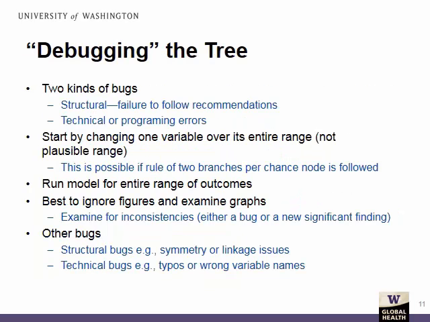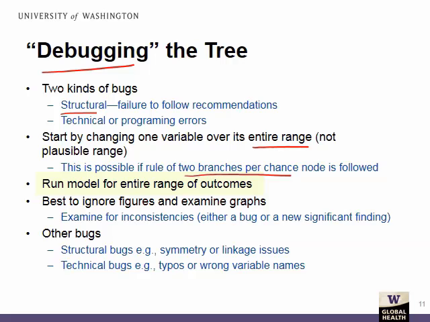Let's look at how to assess the tree for errors, and we call this debugging the model. There are two kinds of bugs. There are structural bugs, and these arise when you fail to follow the recommendations we talked about in previous slides. And then there are technical or programming errors. A good place to start is by changing one variable over its entire range, not just its plausible range. This is only possible if you have followed the rule of 2 branches per chance node, and you can run the model for the entire range of outcomes.